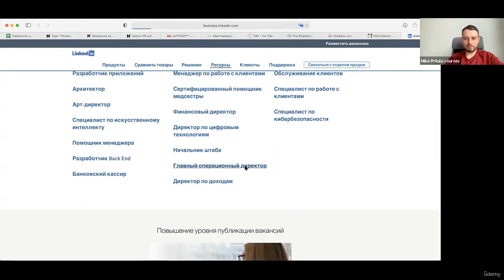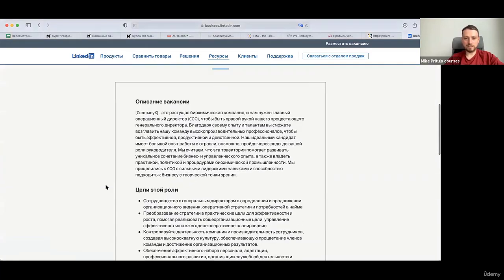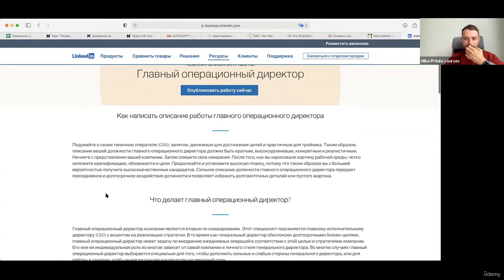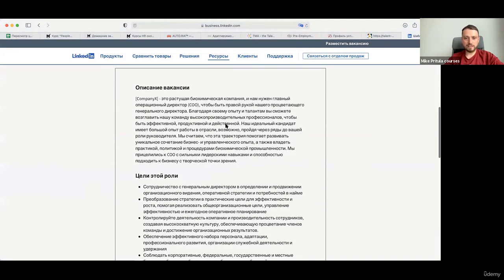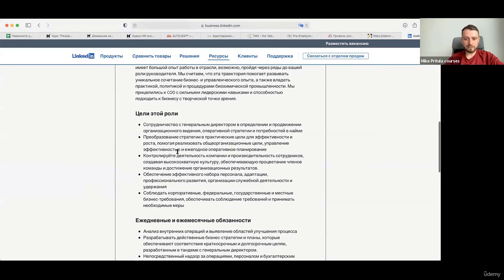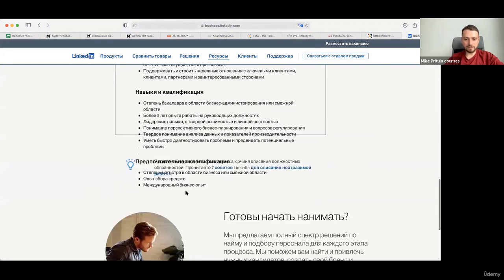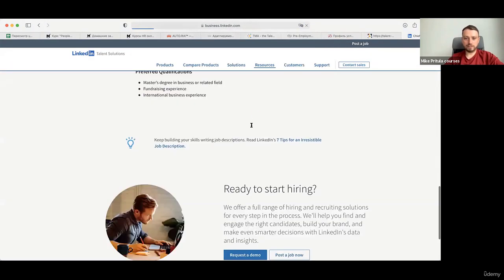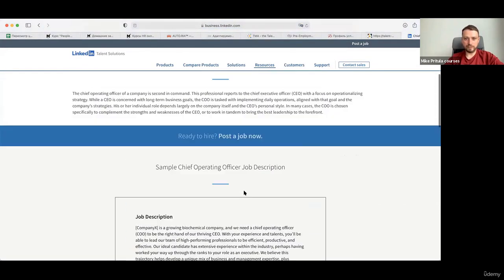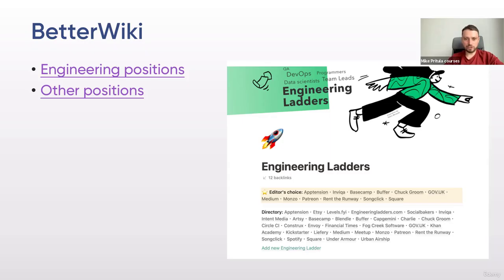Here's an example for Chief Operating Officer. And it gets translated into Russian. In what format? These are general things: how to write this person's job description, what they do. Then the job posting, goals, roles, daily and monthly responsibilities, skills, qualifications. The translation shifted the text a bit, but if you need it in English, everything is perfect in the original. That's the first option, but that's not all, of course.